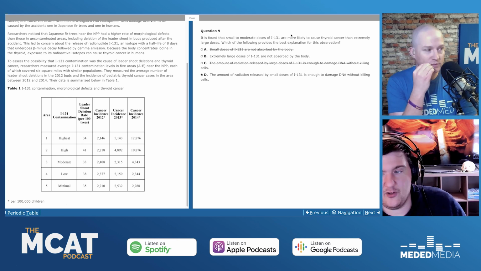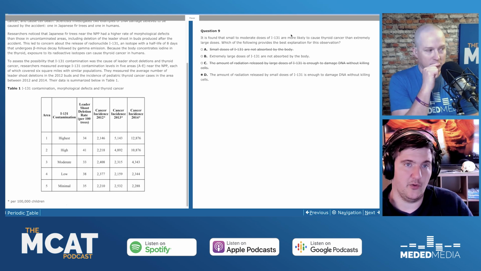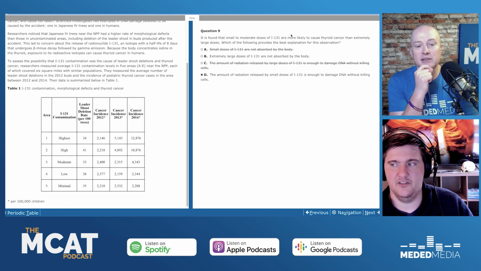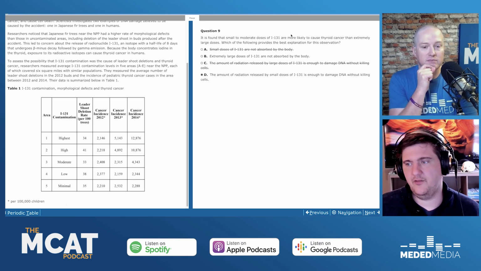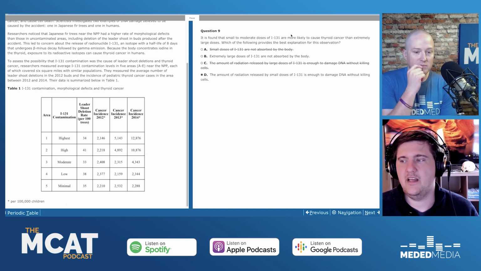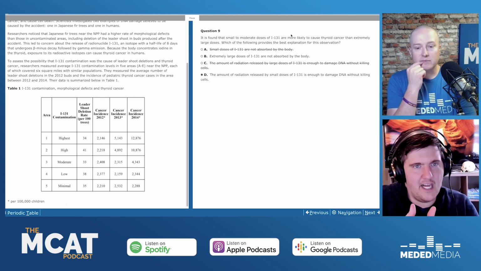So the idea here is you're absolutely right. D, the high doses of iodine-131 basically take a bazooka to the DNA, which means it's not going to turn into cancer because the cell is just dead. And so the small mutations without killing the cell are what you need in order to develop cancer here. So it's an interesting scenario where the middle ground is actually the most dangerous.